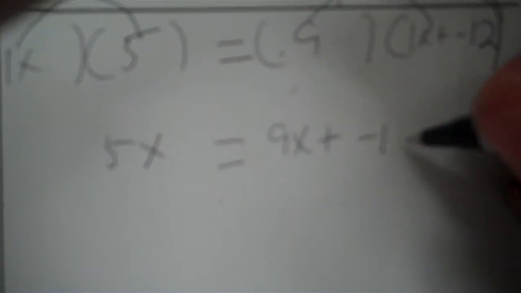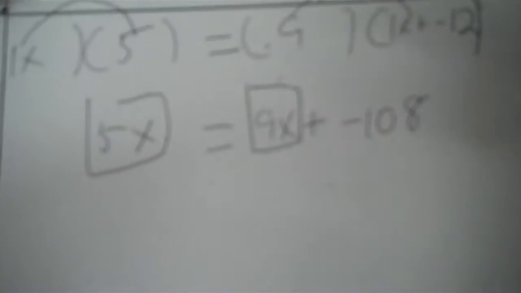So here it's just two numbers. I just multiply them over here. 1x times 5 is 5x. It's going to be 9x. Then 9 times negative 12 is negative 108. So I box those up.